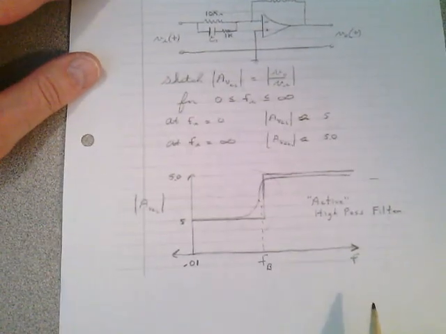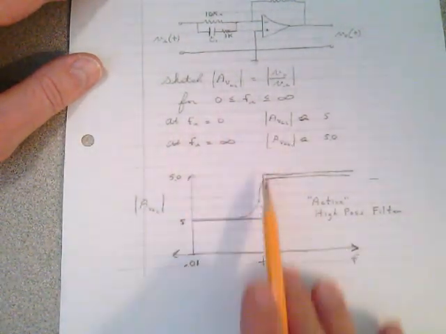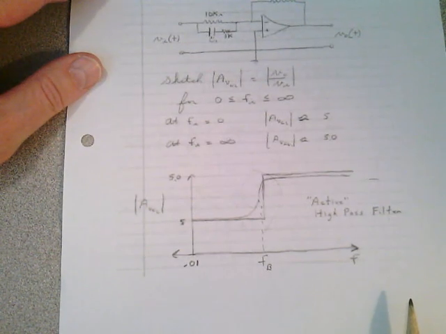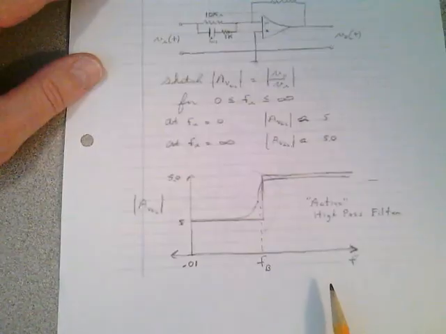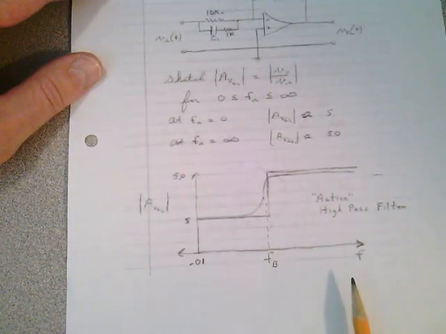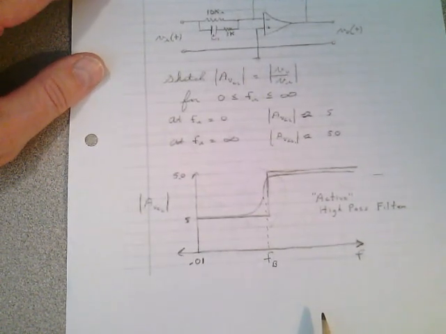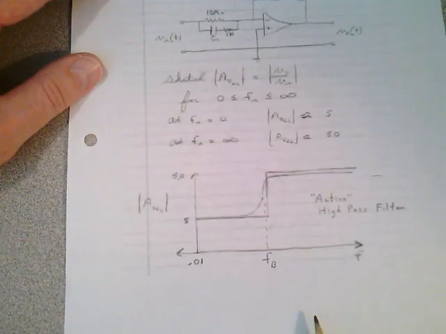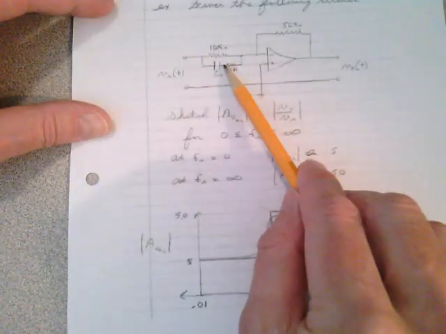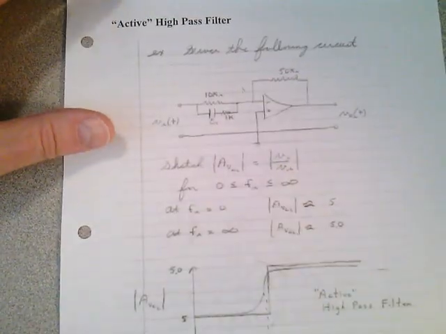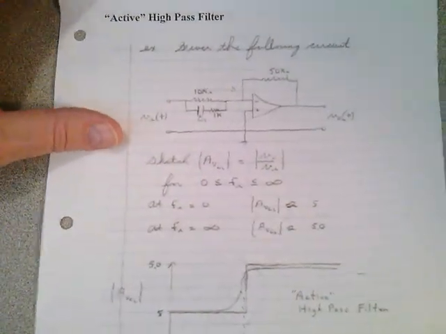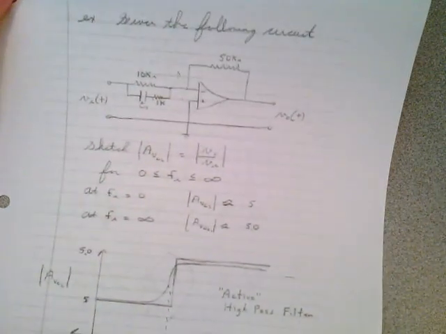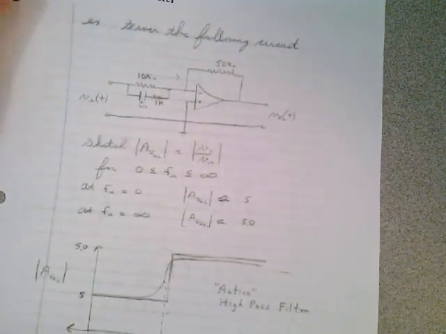I may give you something like that on a quiz or an exam, just to make sure you can rationalize through this. All you have to do is know what a capacitor looks like at DC, an open circuit, and what a capacitor looks like at high frequency, which is a short circuit, and just analyze these from the gain standpoint. That's all. And that concludes this lecture and this chapter.